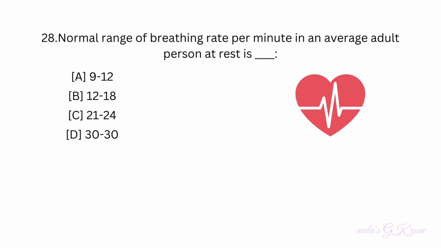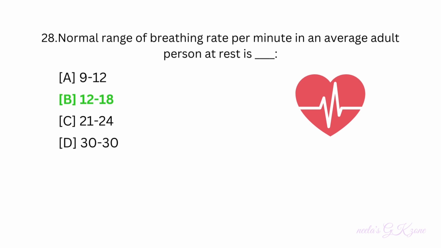A normal range of breathing rate per minute in an average adult person at rest is, options are 9 to 12, 12 to 18, 21 to 24, and 30 to 36. And the answer is 12 to 18.